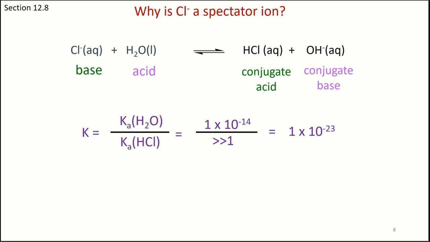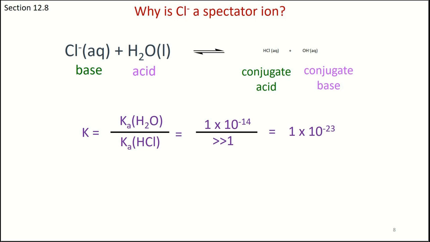The Ka value of water, the starting acid, is 1 times 10 to the negative 14th. And the Ka of hydrochloric acid is much, much, much larger than 1. When we calculate the value of K for this reaction, we actually get a number of 1 times 10 to the negative 23rd. This is a very, very small value of K of reaction. And therefore, instead of producing products of hydrochloric acid and hydroxide, we actually don't produce much product at all.